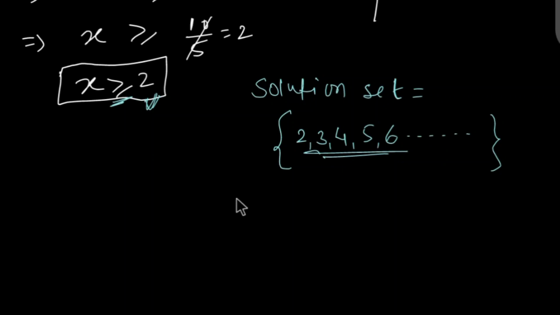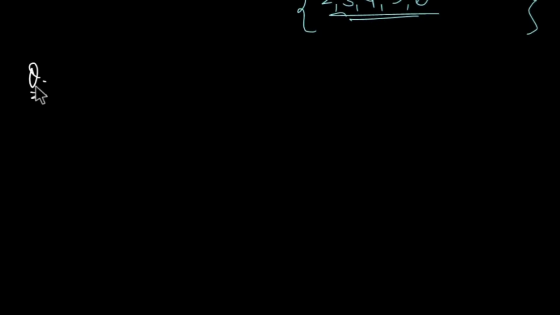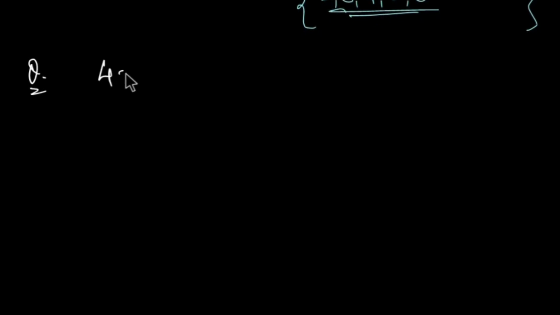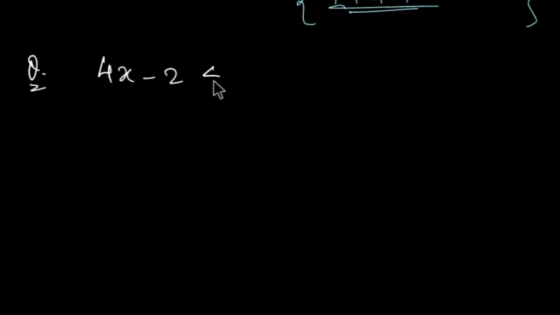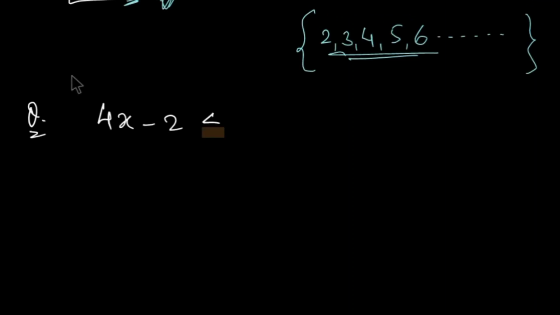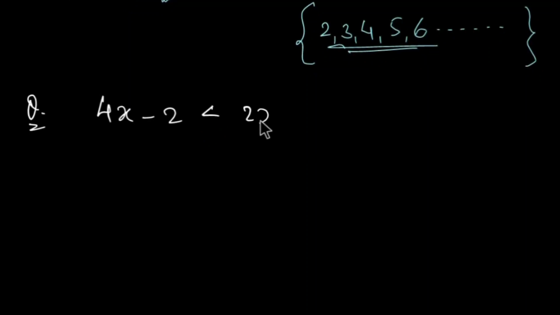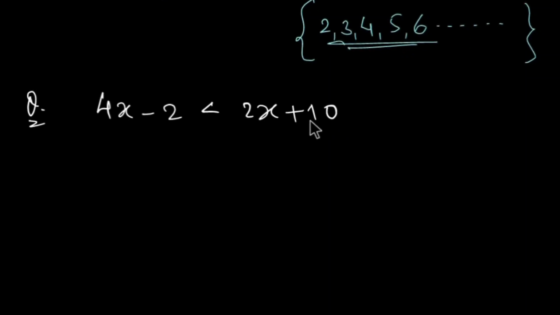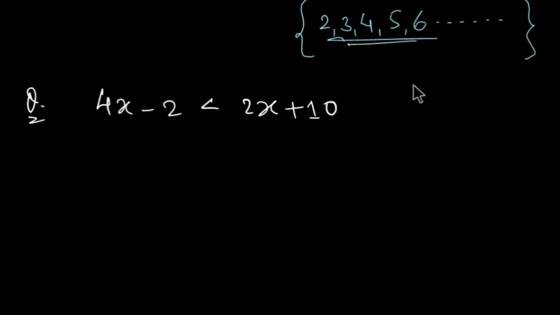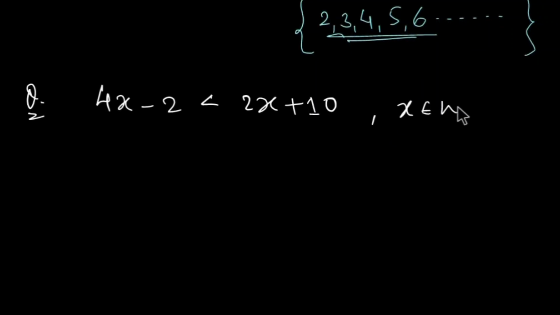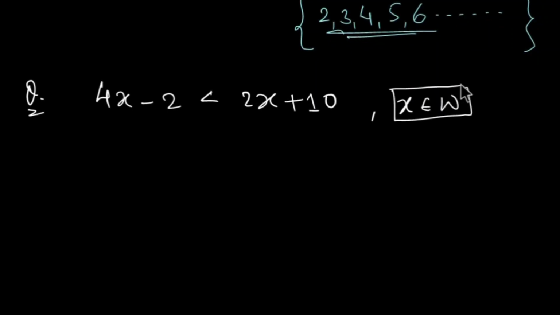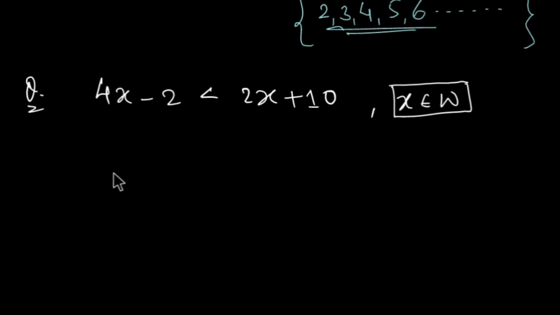So let's take another example. The question is 4x minus 2 less than 2x plus 10, and the solution set is that x belongs to whole numbers. So what is the answer? Let's try to solve this question.